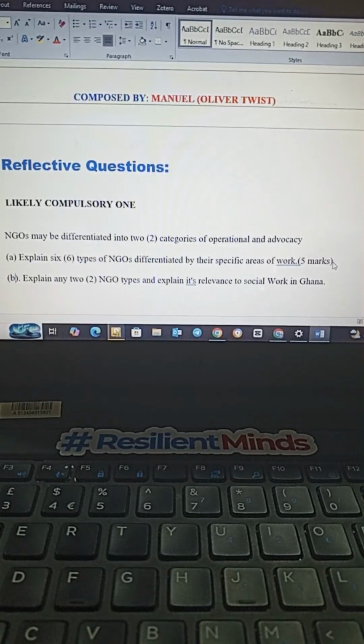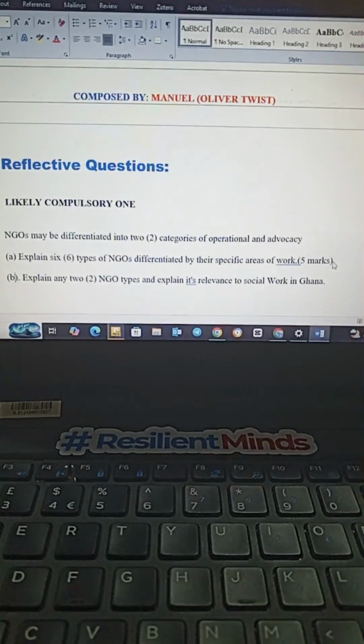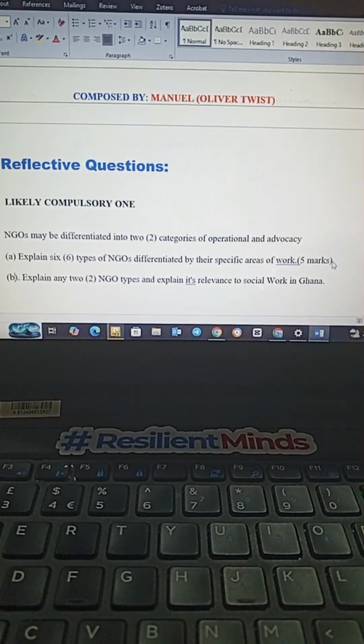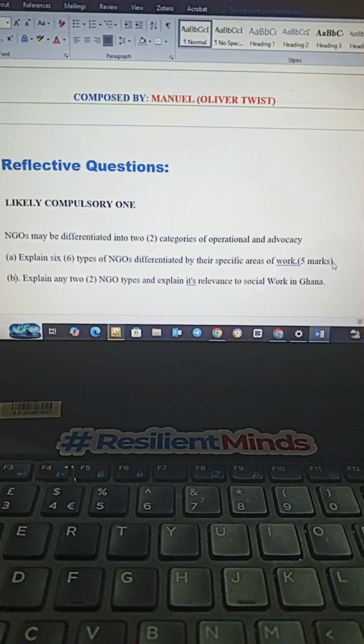Then 1B says: explain any two NGO types and explain their relevance to social work in Ghana. So here we need to add more context to any two of your choice. You can choose any two. We've given the six types of NGOs, so you can go for any that you know you can write about.